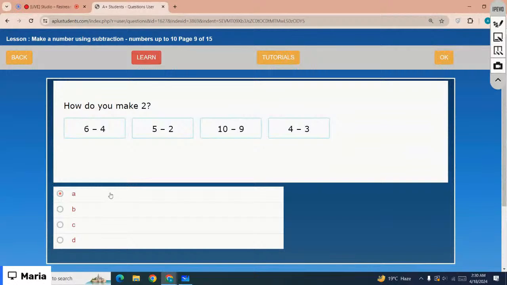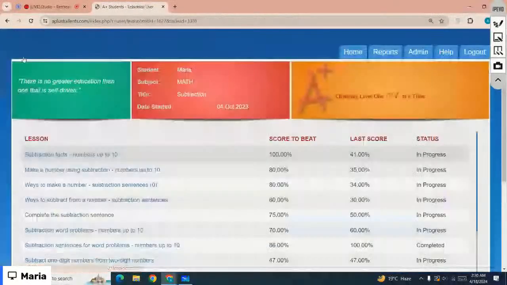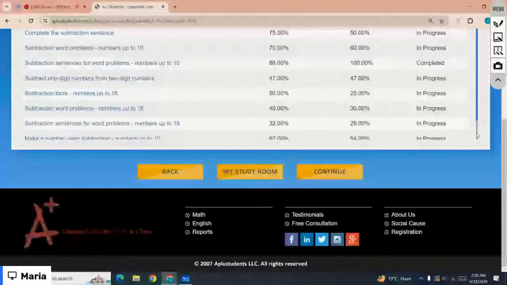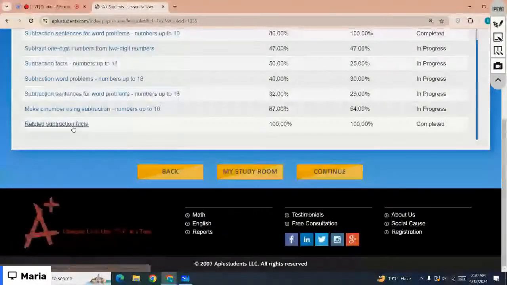Okay, you can complete the lesson by yourself later today. Let me just move on to the next lesson, right? The next lesson is related subtraction facts. Let's just start with the next lesson.